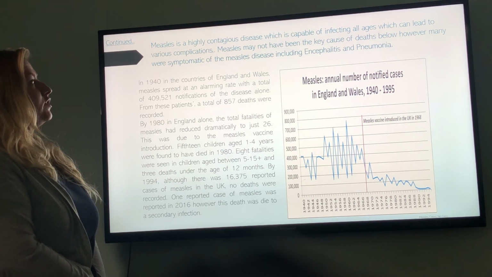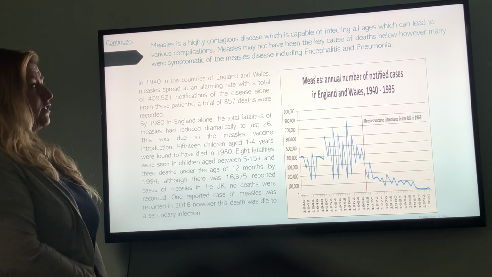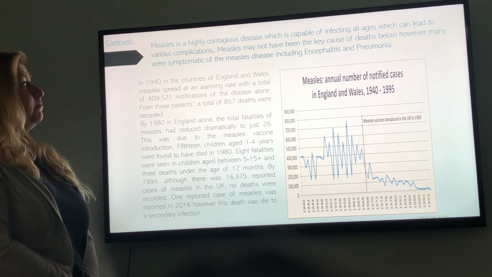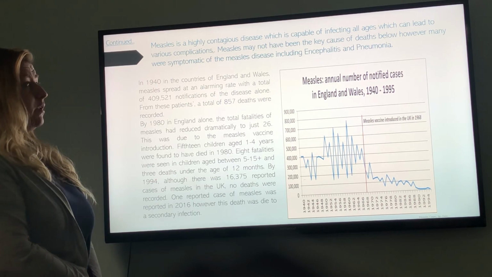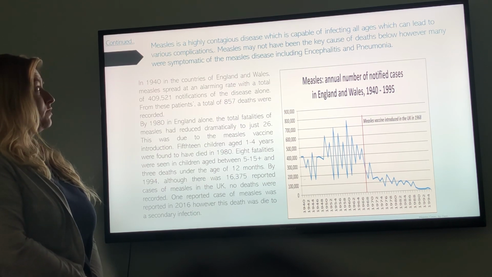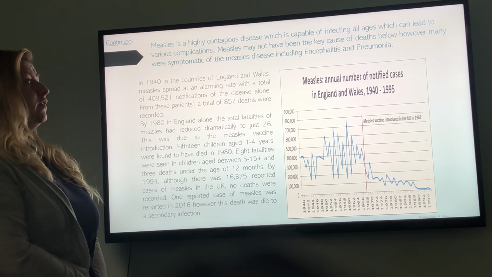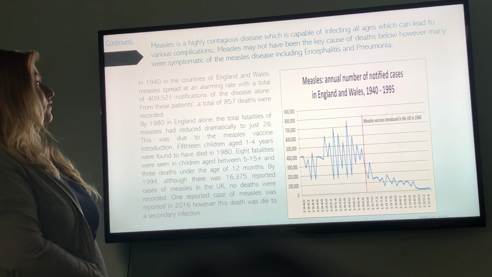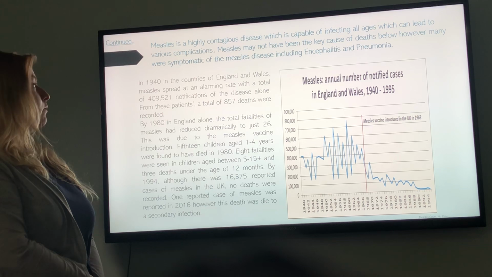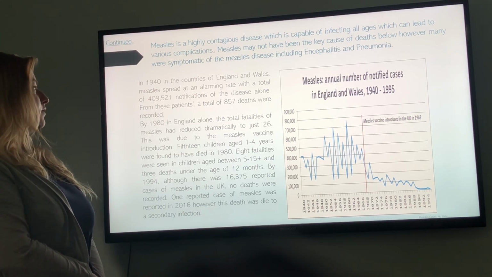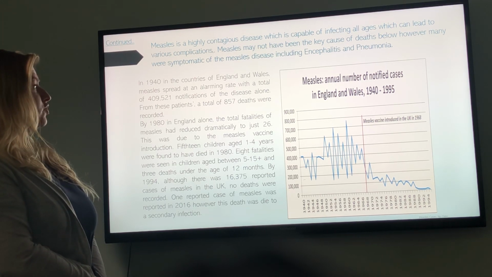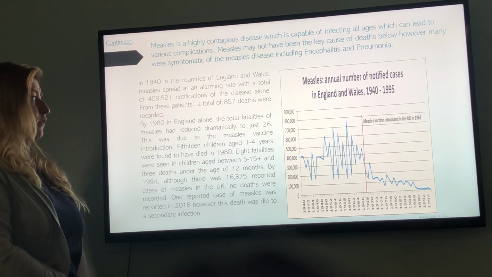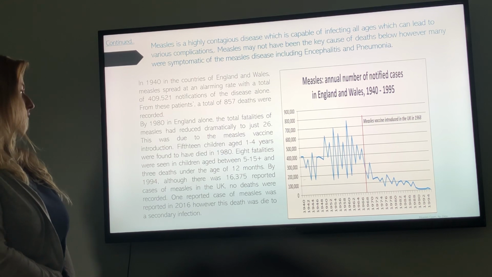Measles is a highly contagious disease which is capable of infecting all ages, which can lead to various complications. Measles may not have been the key cause of death below, however many were symptomatic of the measles disease, including encephalitis and pneumonia. In 1940, in the countries of England and Wales, measles spread at an alarming rate with a total of 409,521 notifications of the disease alone.